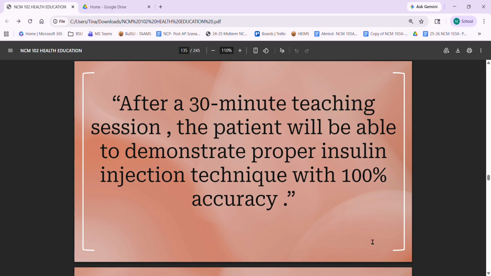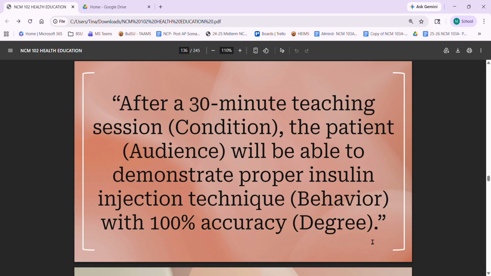Okay? So, let's go to this example. After 30 minutes of teaching session, the patient will be able to demonstrate proper insulin injection technique with 100% accuracy. So, i-dissect natin to one by one. After 30 minutes of teaching session, that's your condition. Okay? Yun yung environment mo. The patient, siya si A, audience, will be able to demonstrate proper insulin injection, that is your behavior, with 100% accuracy. And that is your degree. Okay? So, I hope that this example is clear.